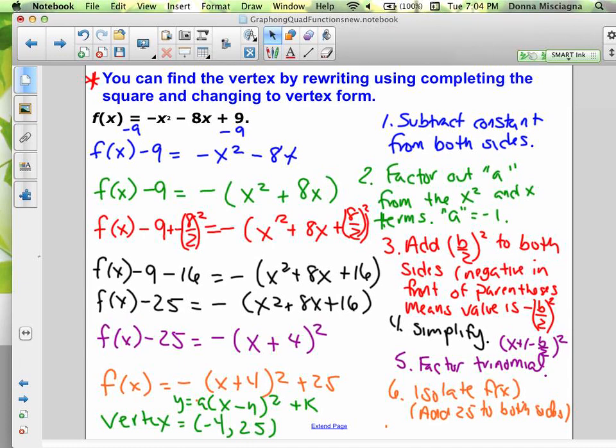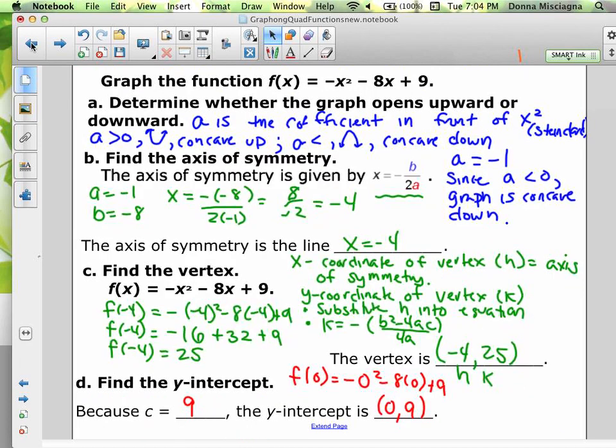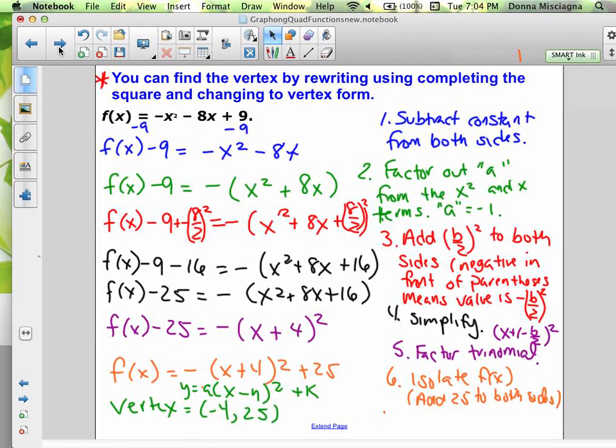Negative 4, 25. Now, why might you want to rewrite this into vertex form? And of course, I could do it a lot faster if I wasn't talking the whole time. The reason you might want to rewrite it into vertex form is you get the vertex and it's half solved for you. So let's take a look at how to solve if your equation's in vertex form. And then after we solve our equation in standard form, we'll go back and solve it in vertex form so you can see.